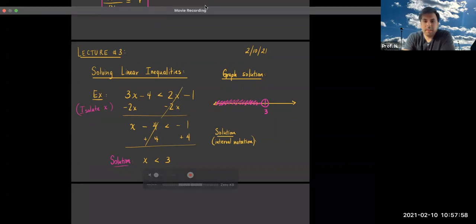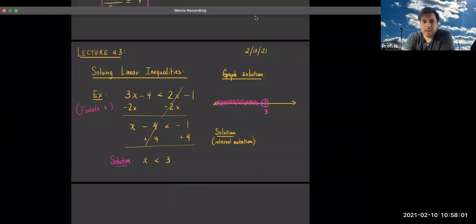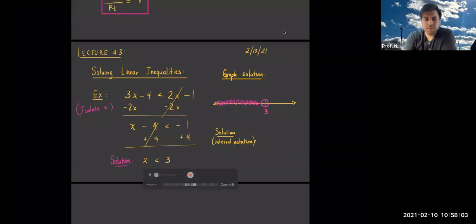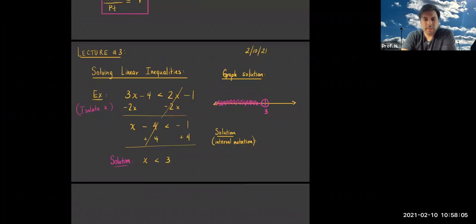So if I shaded everything to the left of 3, how would I express that as an interval? Negative infinity, that's right, Valentine. So I'm shading all the way to the left, which means this is negative infinity. So the left endpoint would be negative infinity, comma.